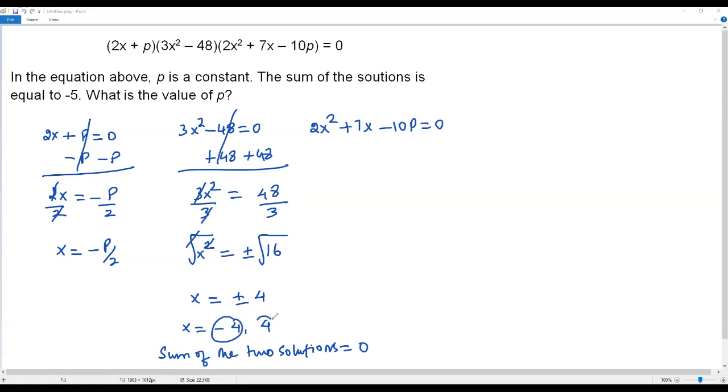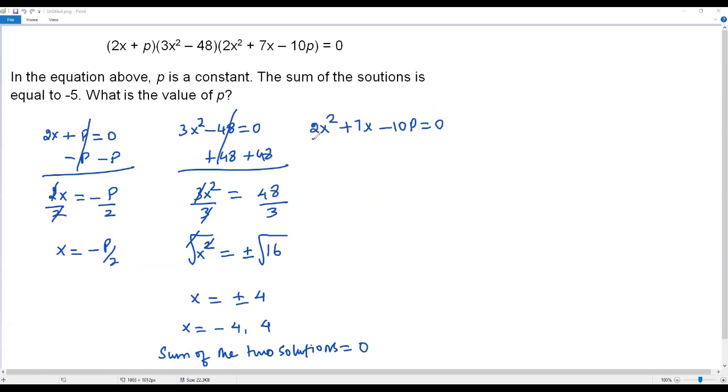So when I add negative 4 and positive 4, it will become 0. Okay, so I got one of the solutions as negative p over 2, and I got the sum of the next 2 solutions, negative 4 and positive 4, which is 0. Okay, now let's try to get 2 solutions for this equation.